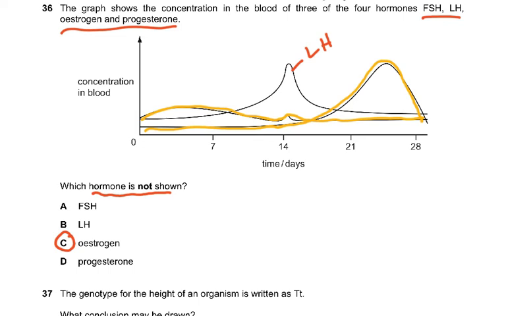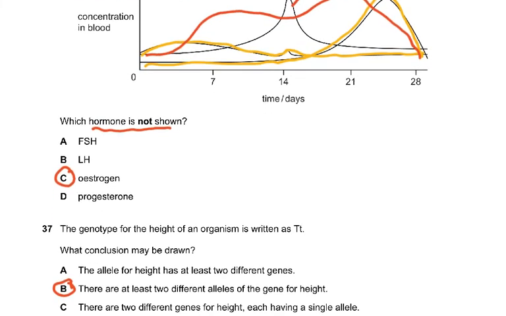So there is one graph which shows 2 peaks, and that is estrogen, which has not been shown. The estrogen graph would be something like this: it would increase here and then increase here, and then it would decrease. So which hormone is not shown? You need to look at these graphs and see how the estrogen, progesterone, FSH and LH graphs are drawn. It's in your books as well.